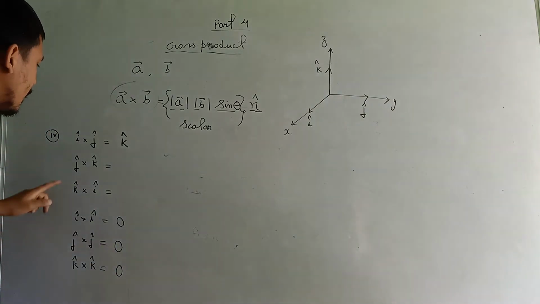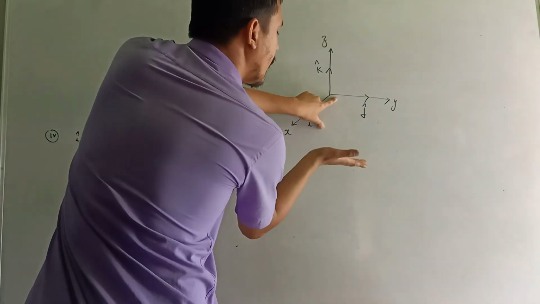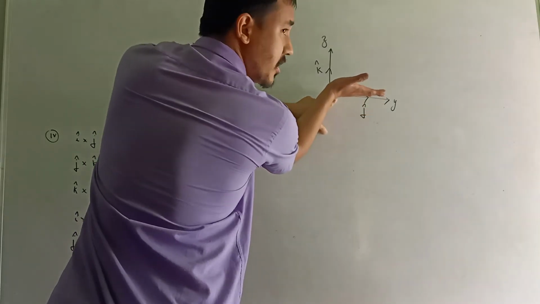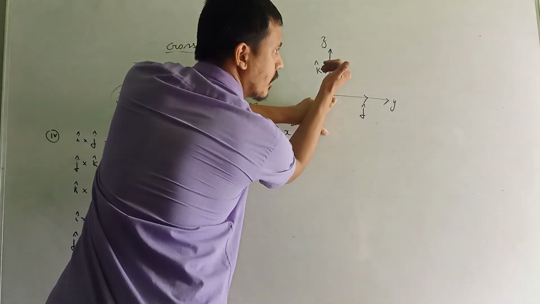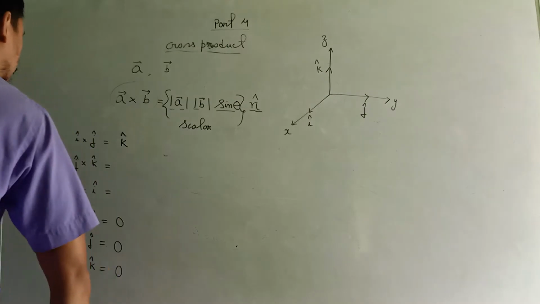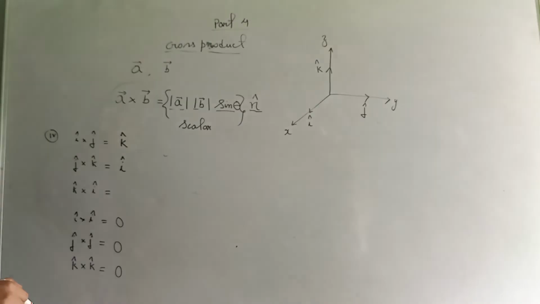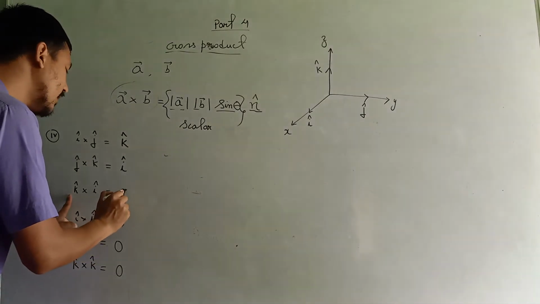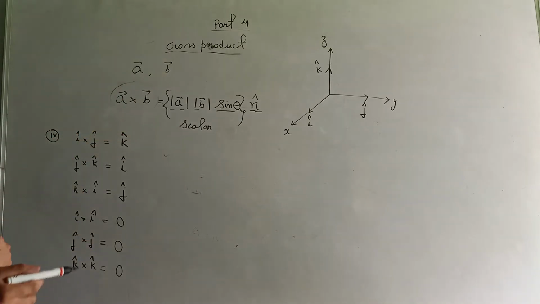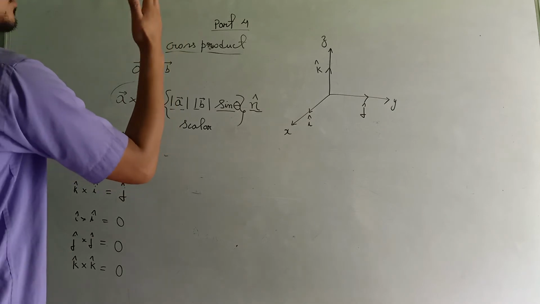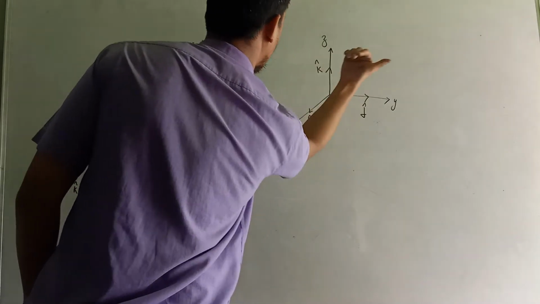Similarly, using the same concept, let me find j cross k. Take your right hand and your palm should be in a plane containing j cap. You curl your finger towards k cap. Where is your thumb pointing? In the direction of i cap. So j cross k will be i cap. Is it okay? Then k cross i will be j cap. You can try that. Is it alright? Yeah. k cross i: this is your k, right? You curl it towards i, then it will be towards j.